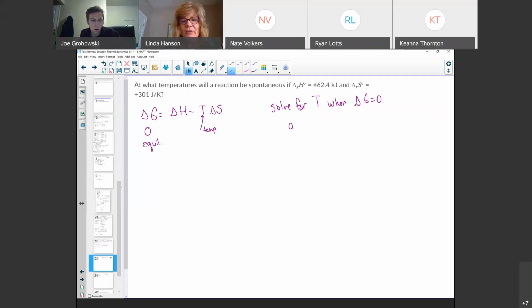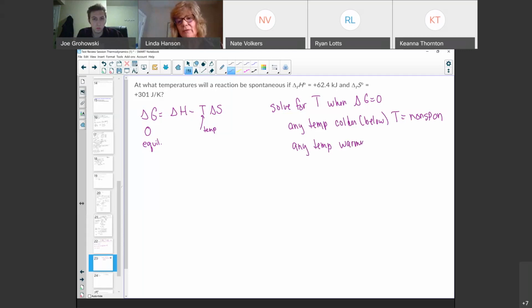Any temperature colder than that solved temperature will be non-spontaneous. And any temperature warmer, which is another way of saying bigger than, would be spontaneous. Alrighty, so it's just kind of telling you the break point.